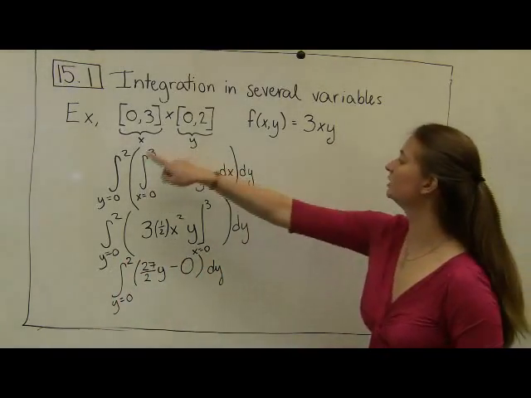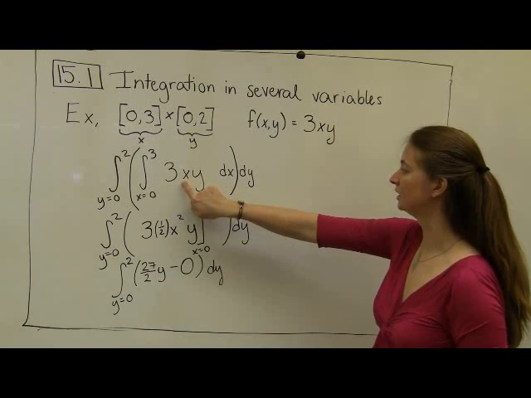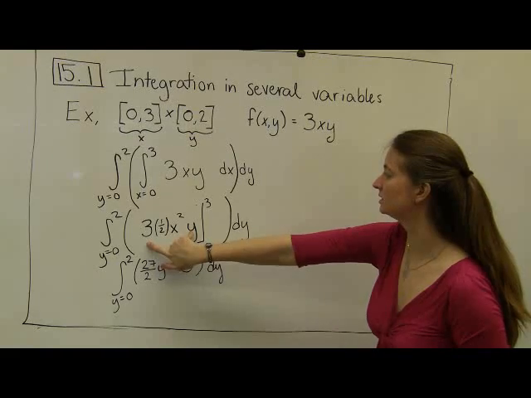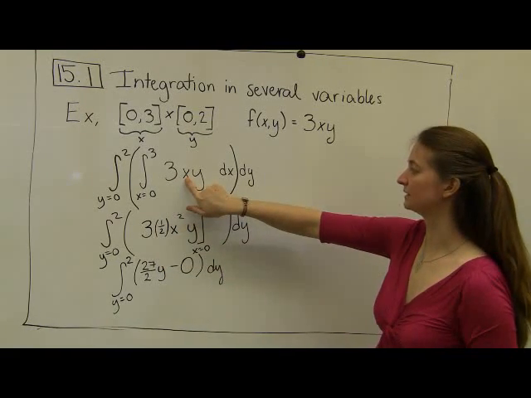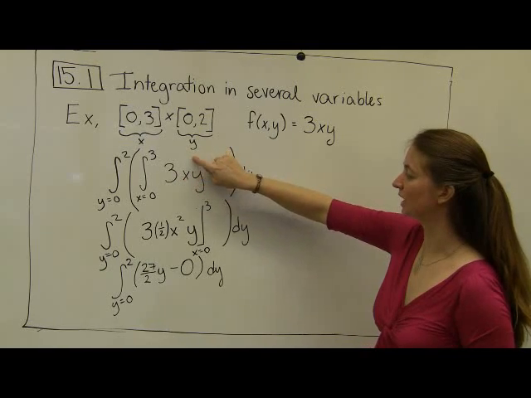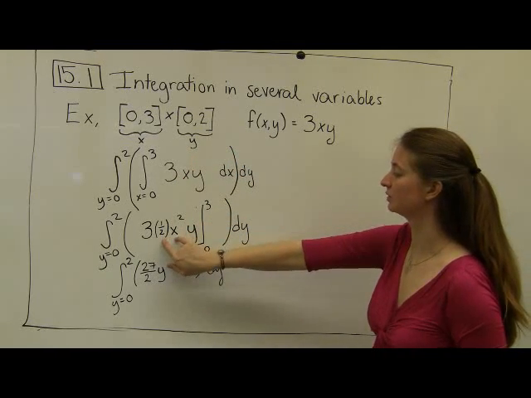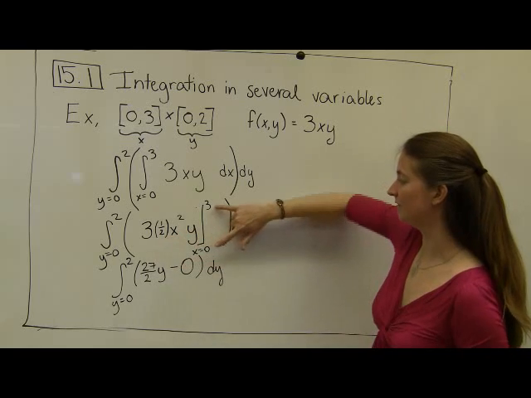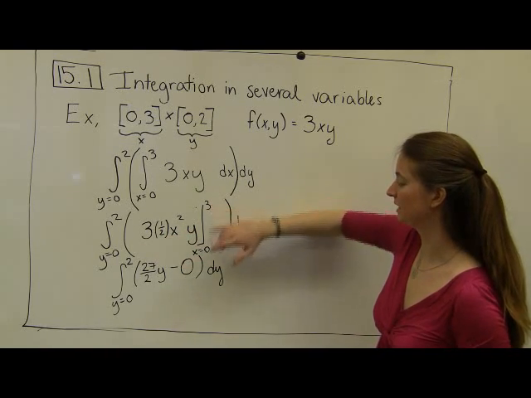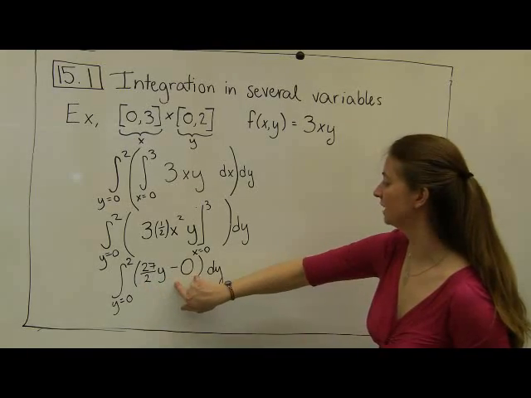So I evaluate the inner integral with respect to x, treating y as a constant. So the 3 and the y just go along as constants. And when I integrate with respect to x, I'm using the polynomial rule to say that I'm raising x to a higher power and then dividing by that power. Then I evaluate it at the bounds. The bounds are going from x equals 0 to x equals 3, and that's what I get for these two bounds.